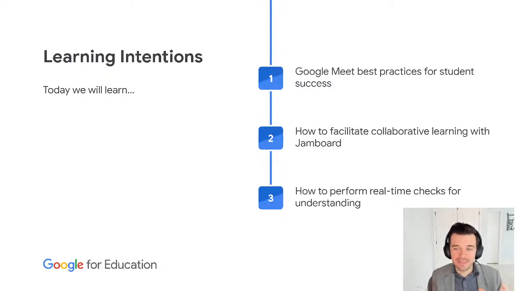And then the last piece, our last learning intention, is about checks for understanding and how to do that in real time. And that can be, again, just a simple quick check-in, or we could be looking at more, we'll also look at different formative assessment options. And we'll look at doing that through a variety of different pieces of the Google for Education domain. Google Forms being one of them, but we'll also look at a couple other strategies as well. So those are our intentions for today.